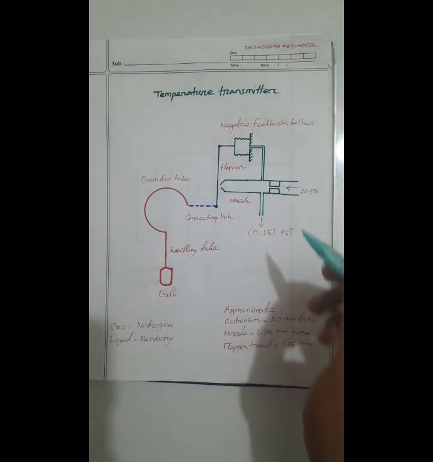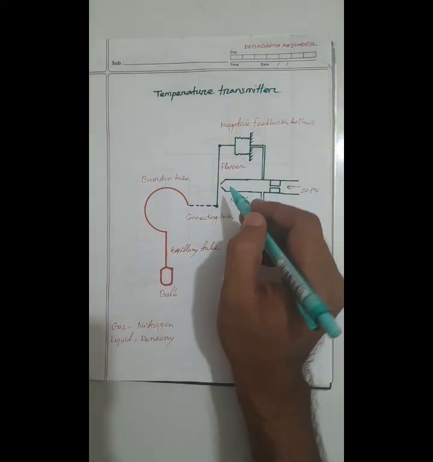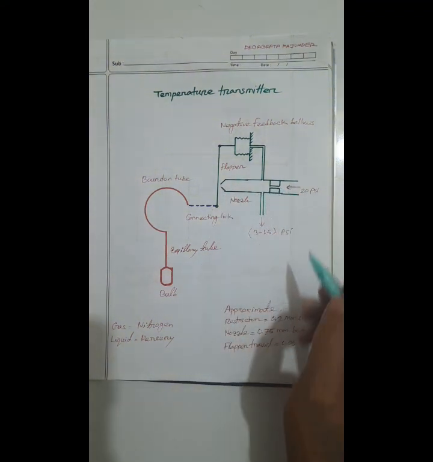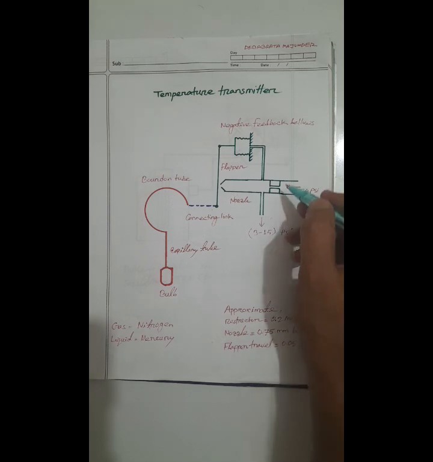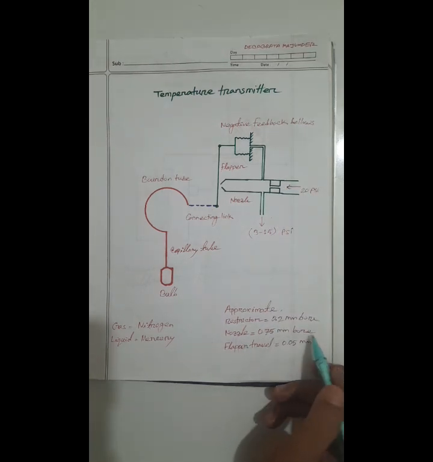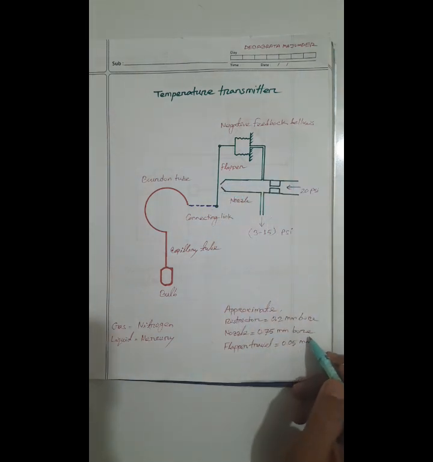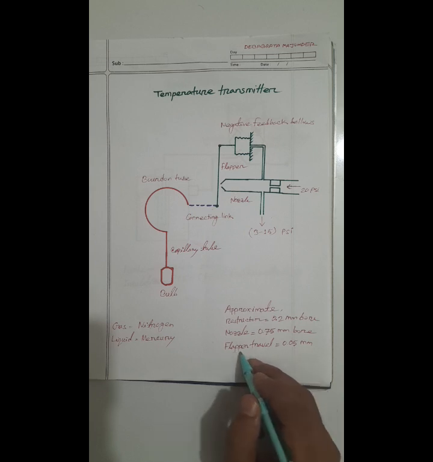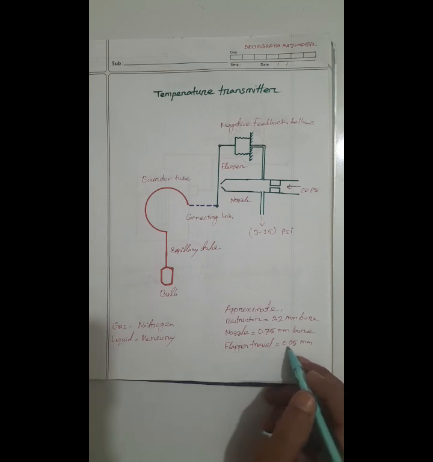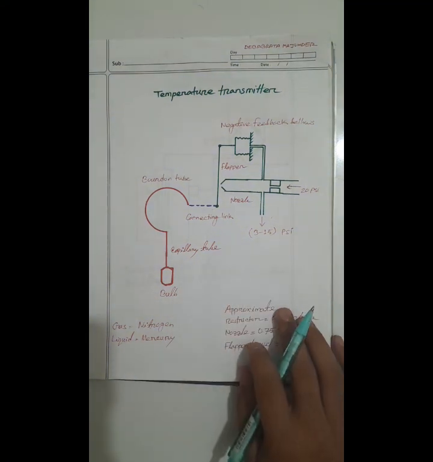Here the approximate sizes are: this is the restrictor, 0.2 mm bore, and the nozzle is 0.75 mm bore. The flapper travel at the nozzle is 0.05 millimeter.